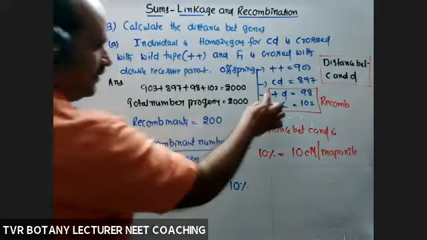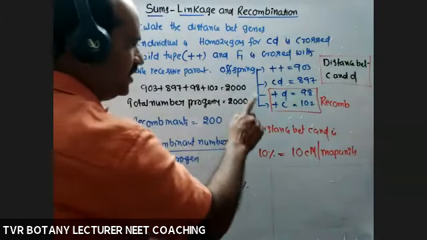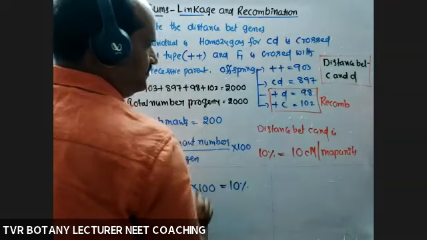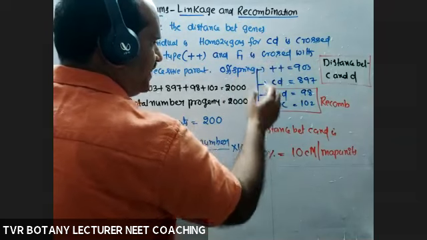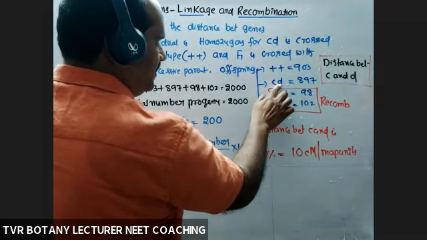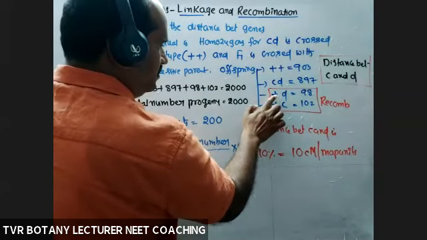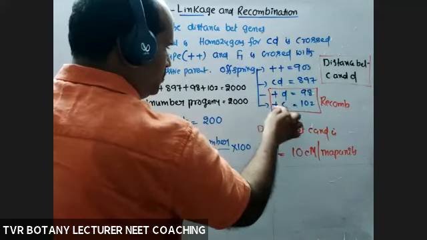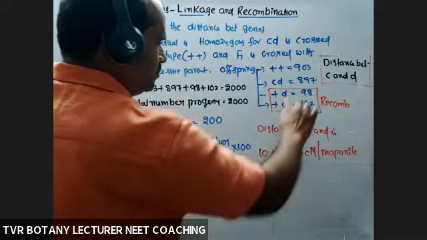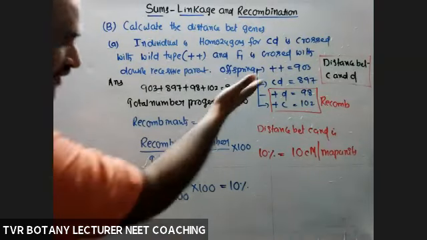What you have to do? First, calculate the total number of recombinants. These two are the recombinants. Recombinant means here, one dominant, one recessive. See this one, both are dominant, means parental only. It is not recombinant. CD, recessive alleles, one kind, means homozygous. But what about this one? Dominant, recessive, heterozygous. These two are the recombinants. So calculate the total number of recombinants. How many? 200.